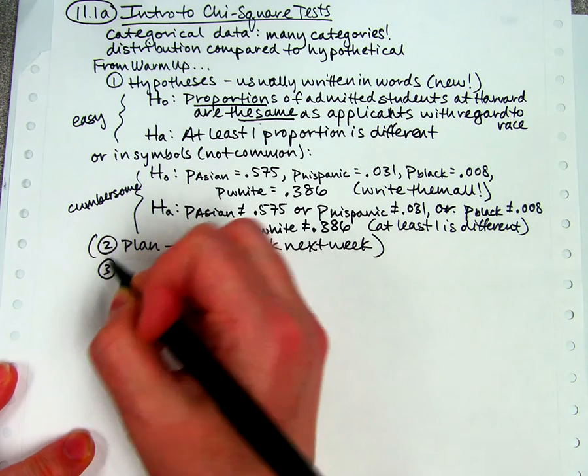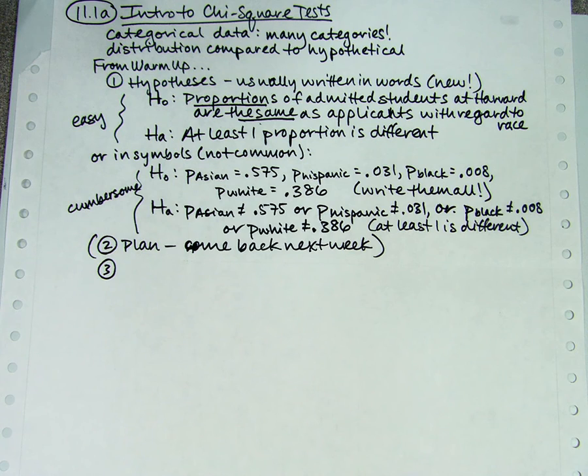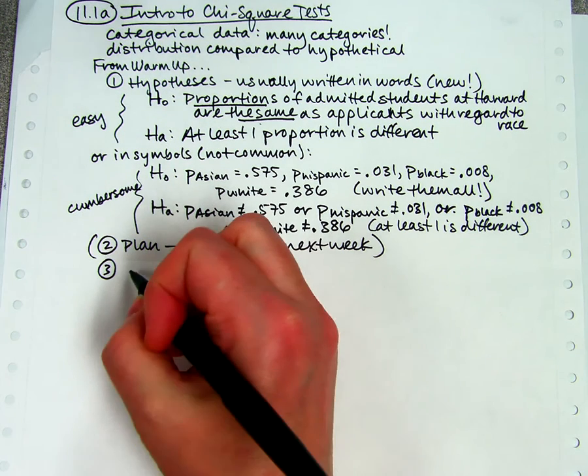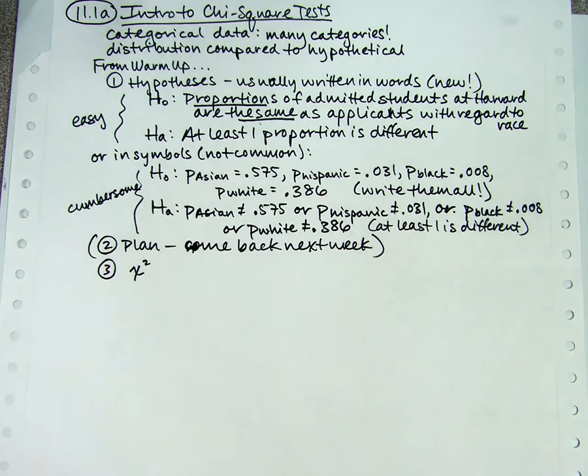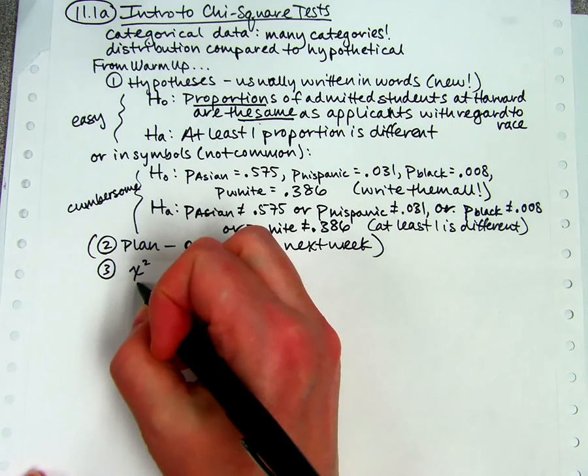The warm-up walked you through how to do the calculations. And so we have this new chi-square thing that's a fancy x squared. It's the Greek letter chi.